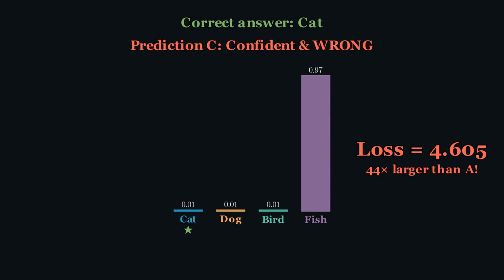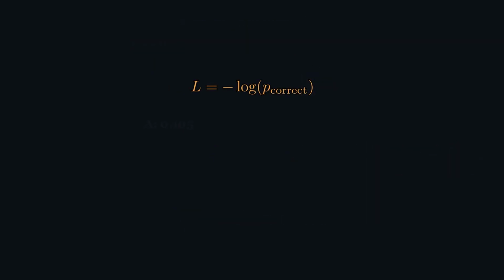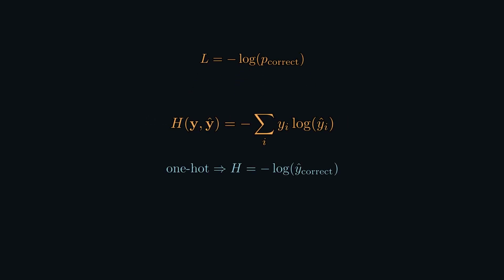The pattern is clear. The loss is negative log of the probability assigned to the correct class. The general form is called cross-entropy. H equals negative sum of y_i log ŷ_i. When the label is one-hot, only the correct class survives, and it simplifies to negative log of the correct probability. The intuition is powerful.